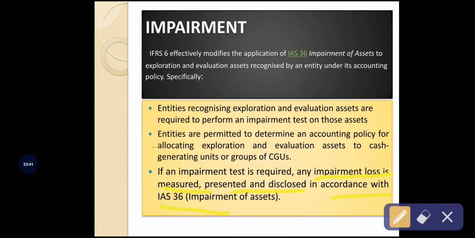So in this IAS 36, how to test the assets, and how to treat the costs and incomes, is mentioned. So as per the International Accounting Standard 36 only, in order to carry out the exploration and evaluation activity, we are going to test the impairment and impairment losses on those assets which are used in the exploration and evaluation of the mineral resources according to International Financial Reporting Standard 6. Okay, so next go to the next slide.